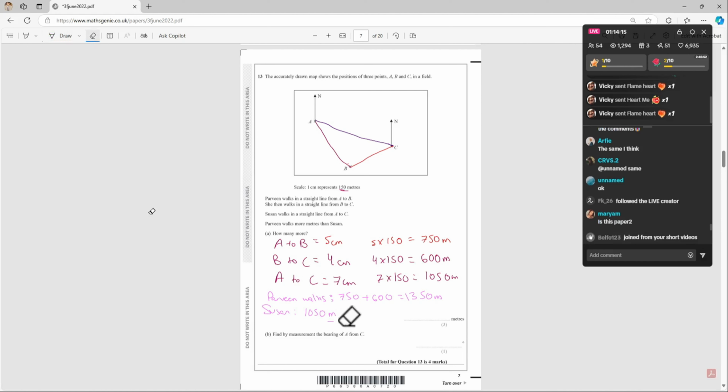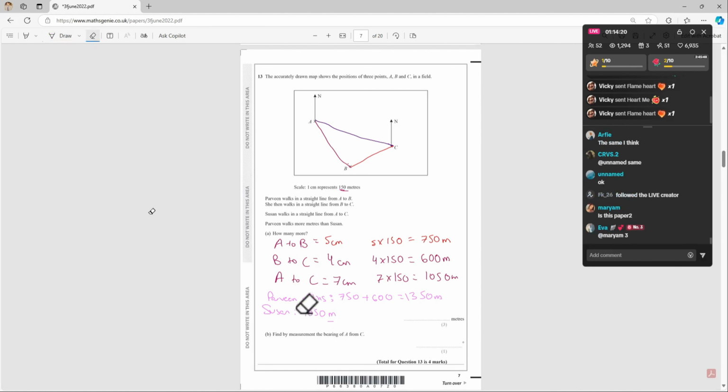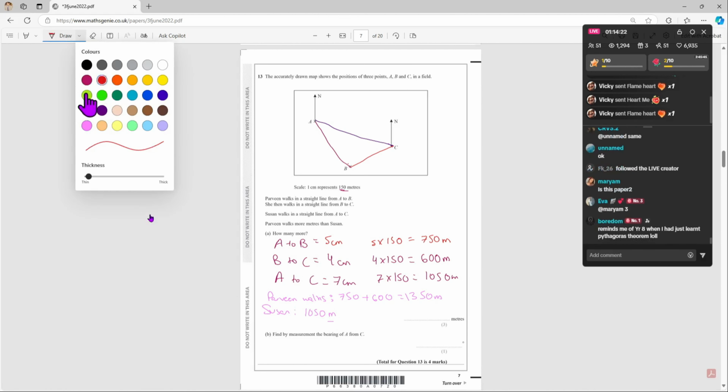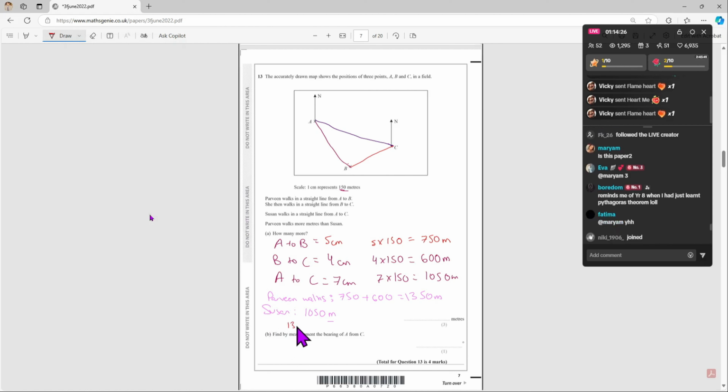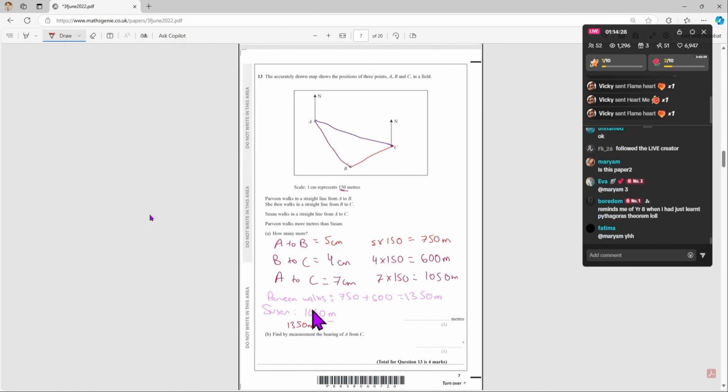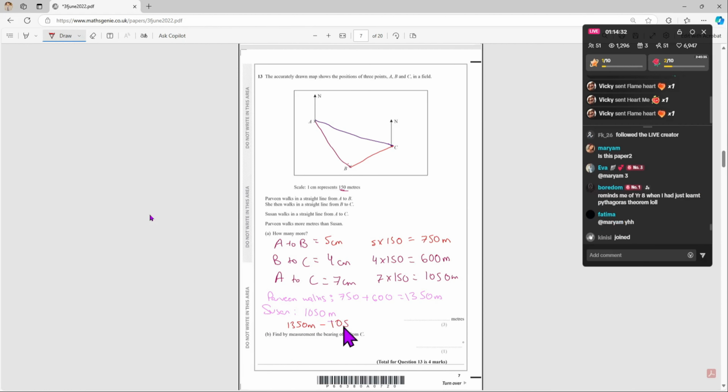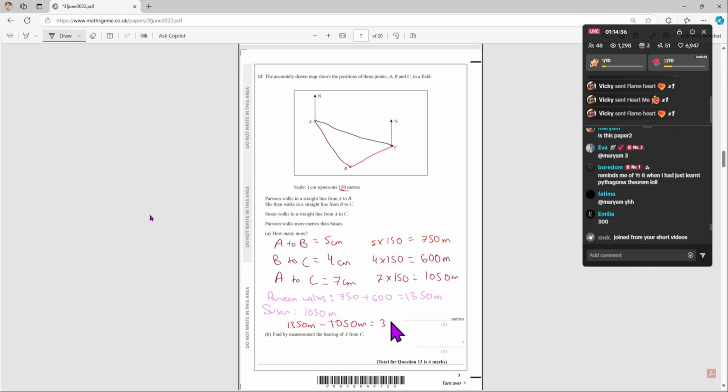Now it says how many more do they walk? So lastly, our last step of this question, is you have to find the difference, okay? So we have to do 1,350 meters, that is the total distance Perveen walks, minus 1,050 meters, which will then give you 300 meters. So that is going to be your answer, 300 meters. So well done, Amelia, for getting that correct.